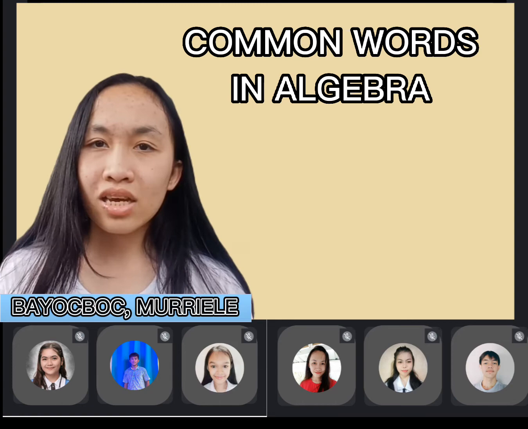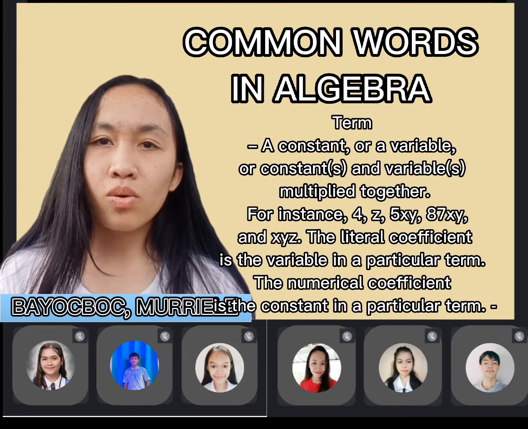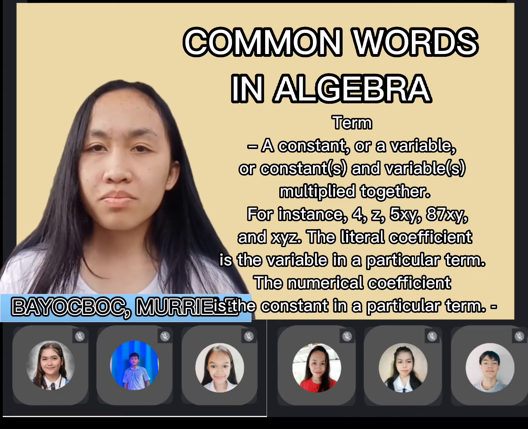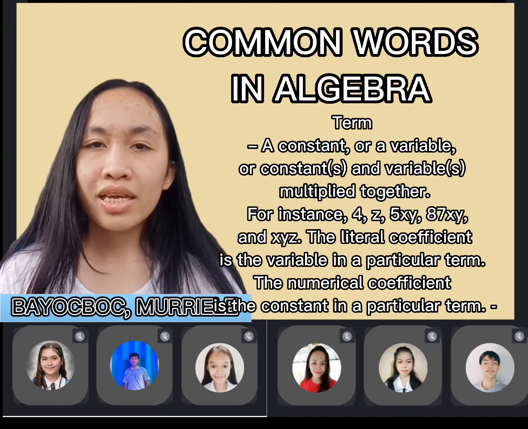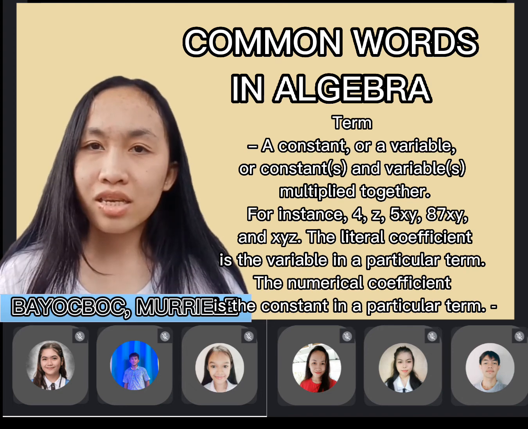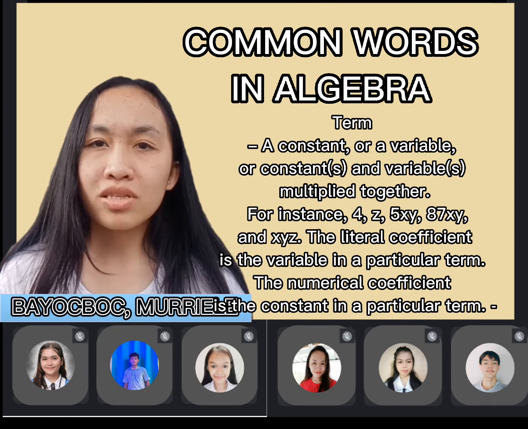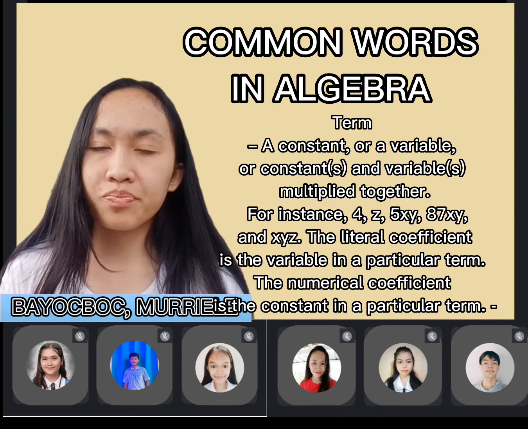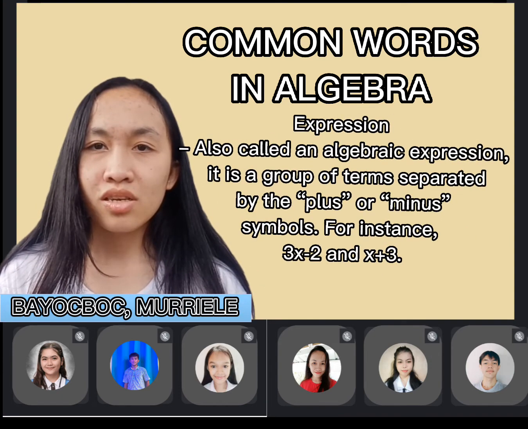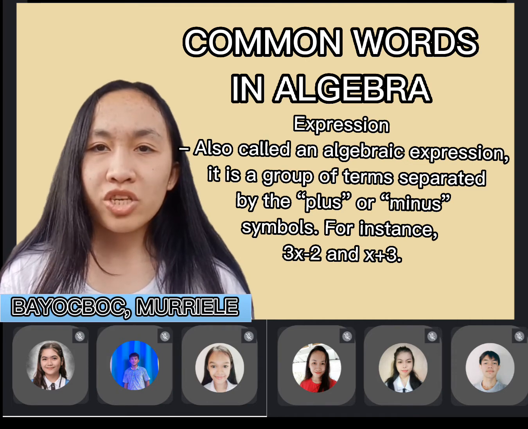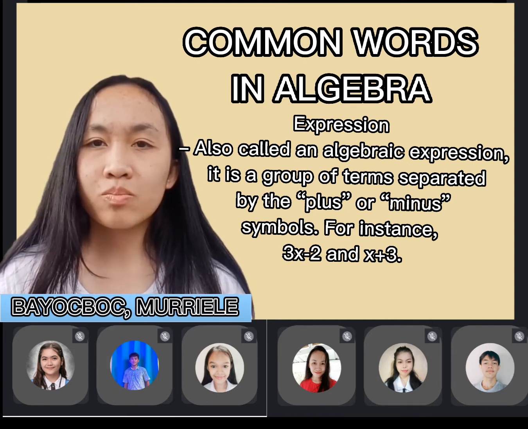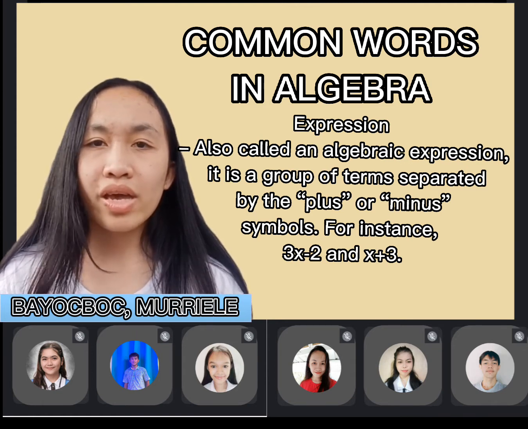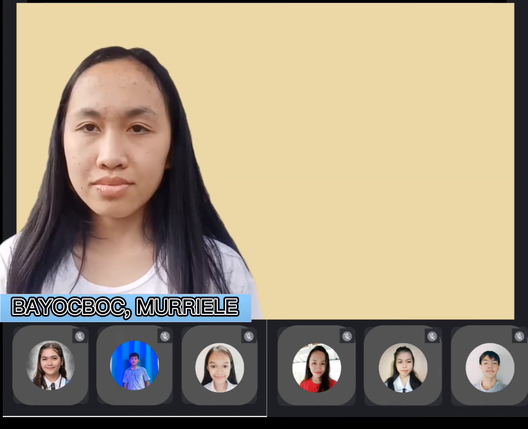The third one is a term, a constant or a variable or constants and variables multiplied together. For instance, 4z, 5xy, 87xy, and xyz. The literal coefficient is the variable in a particular term. The numerical coefficient is the constant in a particular term. The last one is expression, also called an algebraic expression. It is a group of terms separated by the plus or minus symbols. For instance, 3x minus 2 and x plus 3.